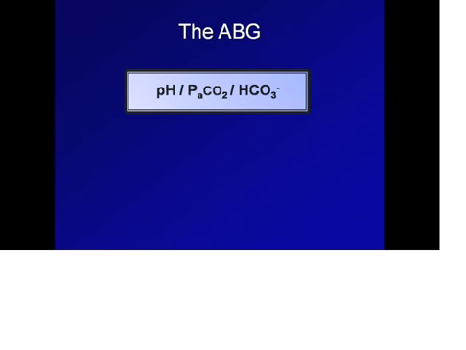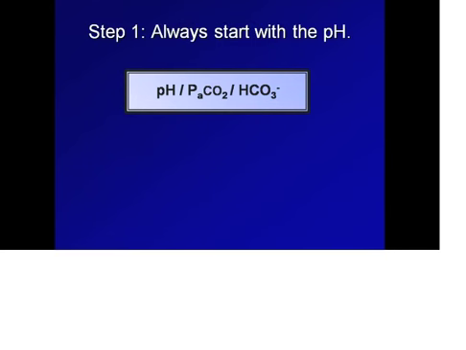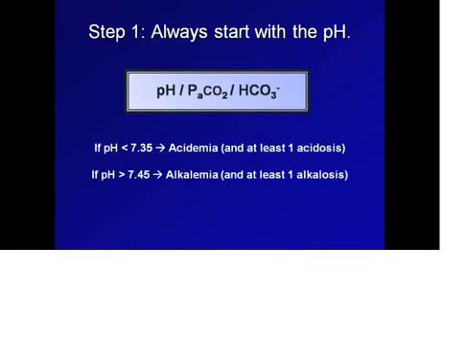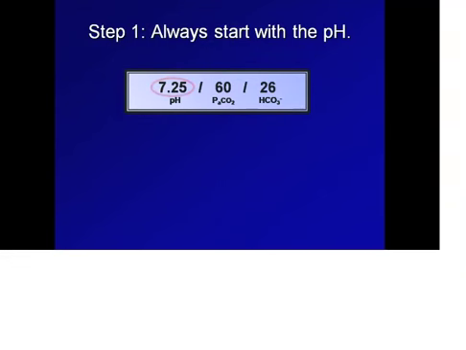So let's get started with actually analyzing the ABG. Now this may seem obvious, but the first step to analyzing the acid-base status of a patient is always to start with the pH. If the pH is less than 7.35, the patient has acidemia and at least one acidosis. Whereas if the pH is greater than 7.45, the patient has alkalemia and at least one alkalosis. Let's look at a quick example. Here, the pH is 7.25. As this is less than 7.35, this patient has an acidemia. That's very straightforward. Next is step 2, check the PCO2.